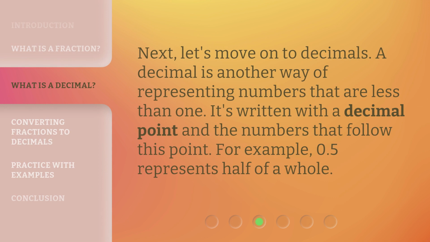Next, let's move on to decimals. A decimal is another way of representing numbers that are less than 1. It's written with a decimal point and the numbers that follow this point. For example, 0.5 represents half of a whole.